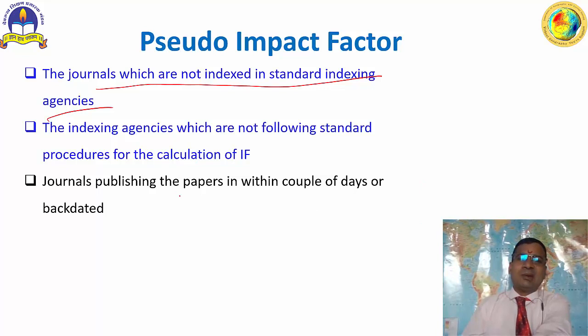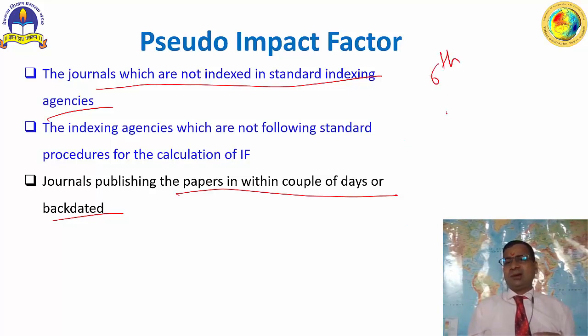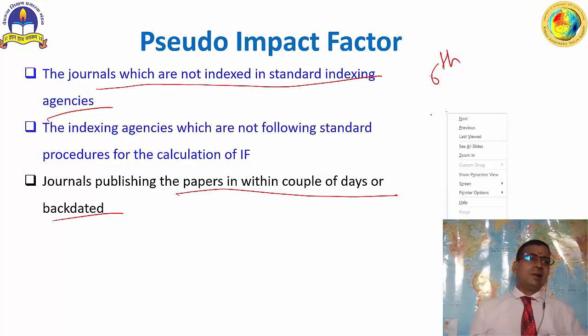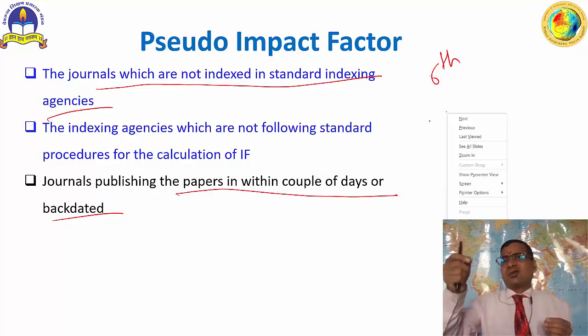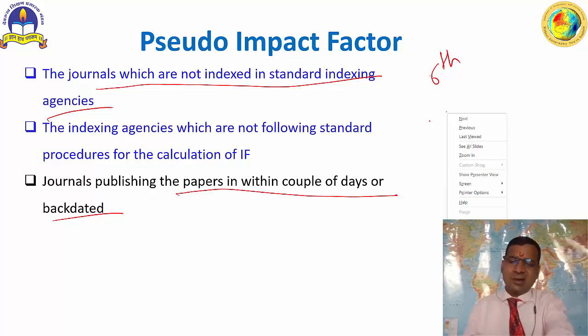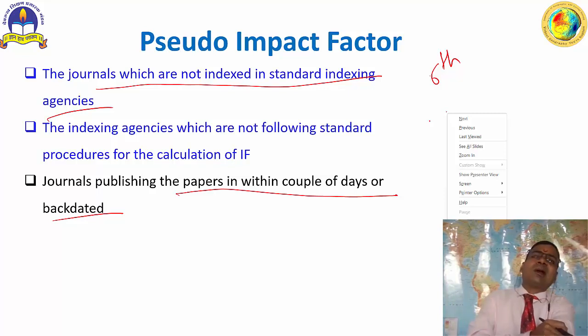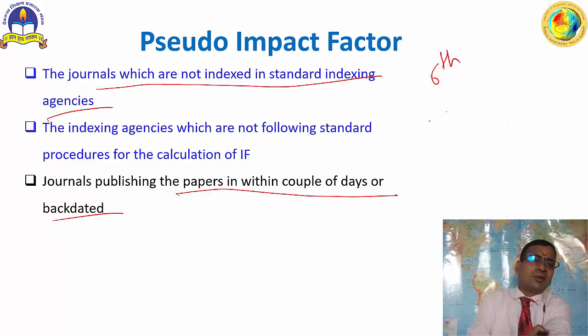Or journals publishing papers within a couple of days or backdated. Especially it happened after 2006, because in the sixth pay commission, UGC focused on publication of research papers, and some predatory journals evolved with the march of time. Till today also there are certain journals whose standardization is questionable, their publication process is questionable. Also, they are publishing your research paper backdated. Such practices are there in the market, and if such journals are claiming that their impact factor is 7.5 or something, it means their impact factor is pseudo impact factor.